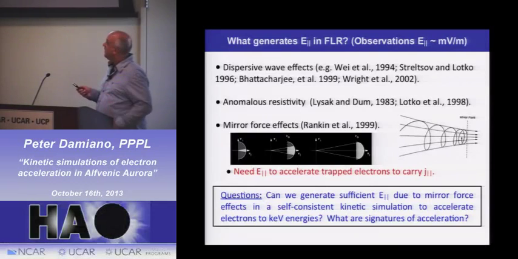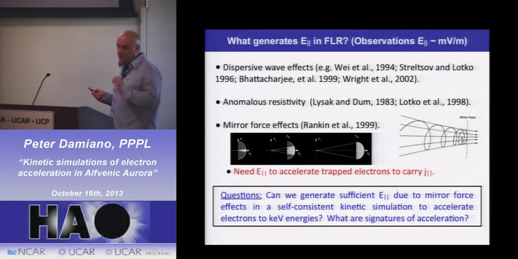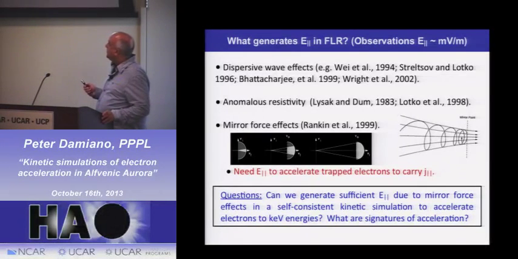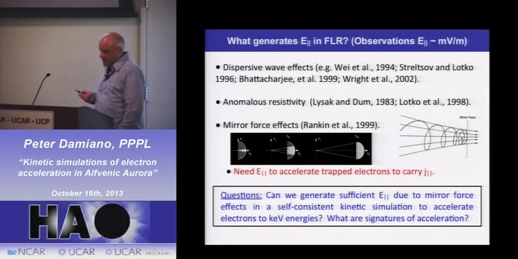Which generates an E-parallel associated with turbulence in the auroral acceleration region, the ionosphere resistivity due to turbulence in the auroral acceleration region. And it was also proposed and discussed as another possibility: mirror force effects, going back to Rankine in 1999.